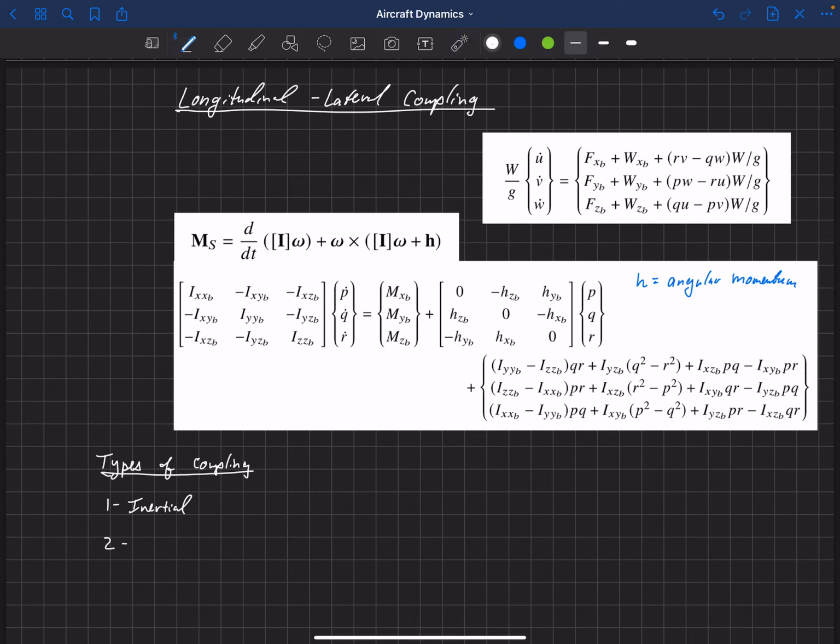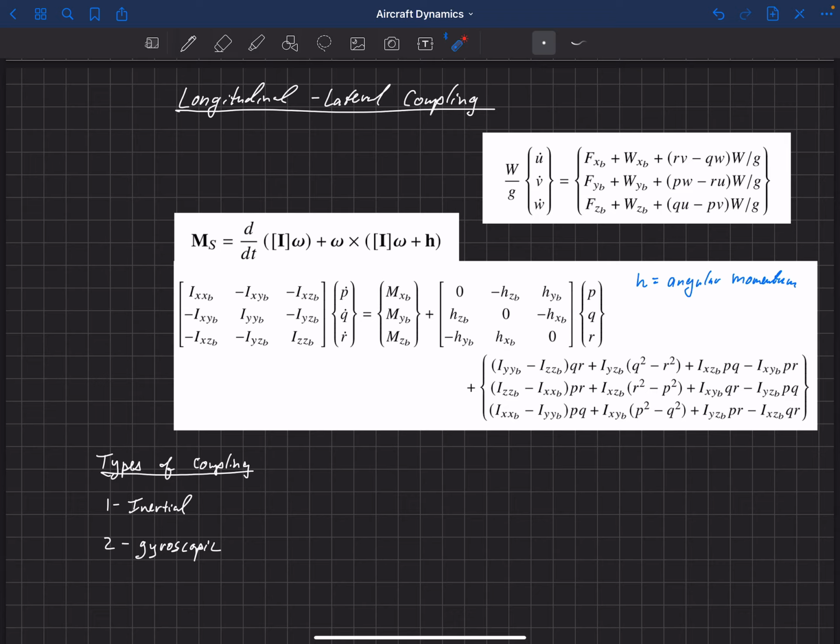Another type of coupling here, the second one that we're going to talk about, is gyroscopic. Gyroscopic coupling comes from this tensor here. This is our angular momentum, which contains the angular momentum on board the aircraft due to gyroscopic effects, so the rotating propellers or rotors or other things. Okay, so let's look at what this would look like for a typical aircraft.